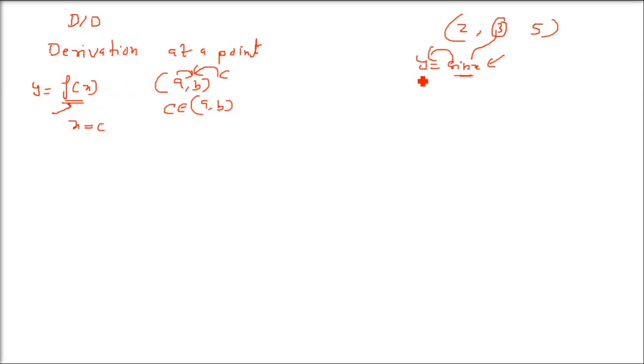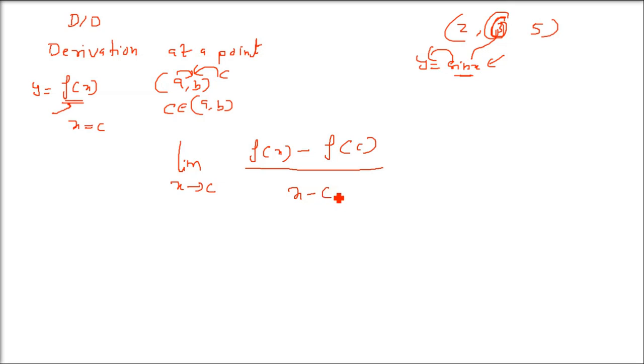This function is differentiable if and only if the condition holds: the limit must exist. For example, the limit as x tends to c, for example x equals 3 here, of (f(x) minus f(c)) divided by (x minus c). Here we take the value of f(x) and the value at the particular point 3, in this case. This limit should exist finitely, and then we say this f(x) is differentiable. If it exists finitely, this limit is called the derivative, or differentiation, of the function f(x) at the point x equals c.